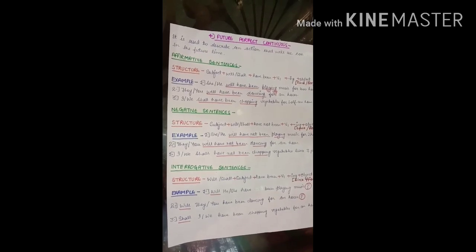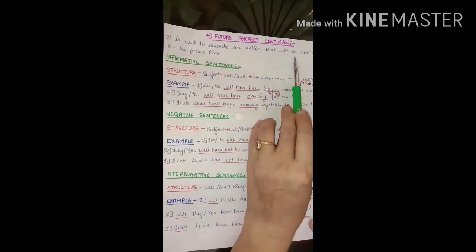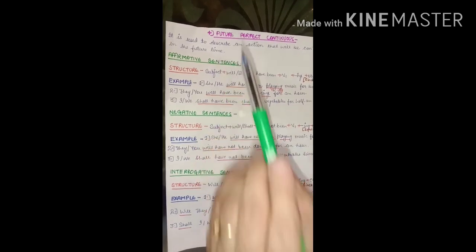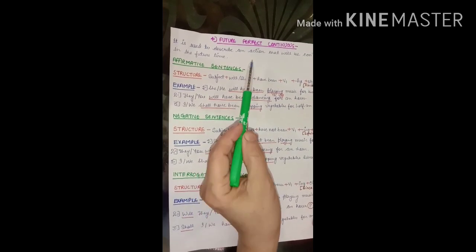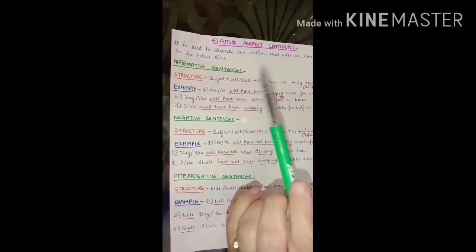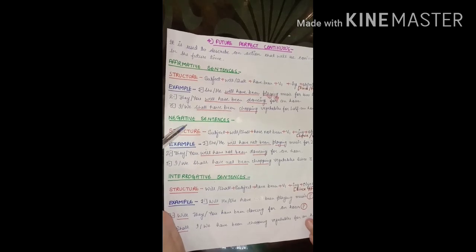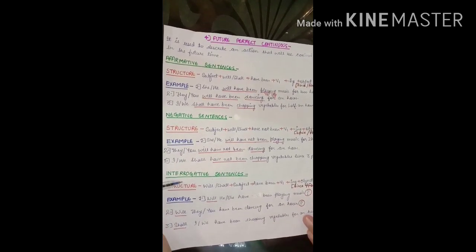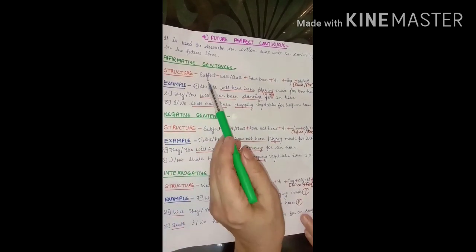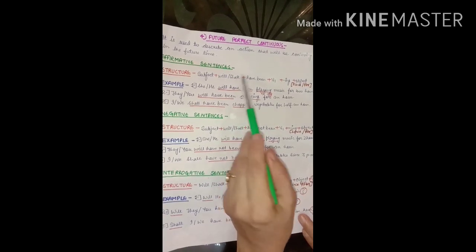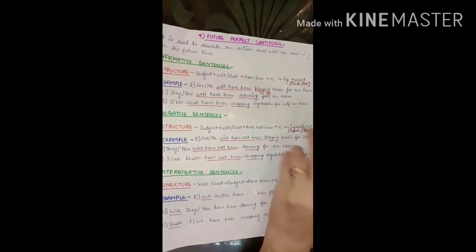Future perfect continuous tense. This tense is used to describe an action that will be continuing in the future time. Perfect is visible here, so we'll be using have, will have, shall have, continuous, V1 ing. Affirmative sentences, as I have explained earlier, we'll be doing three kinds of sentences: affirmative, negative, and interrogative in each tense. Affirmative sentences. The structure will be subject, will or shall, as per the subject, have been, first form of verb with ing, and object.